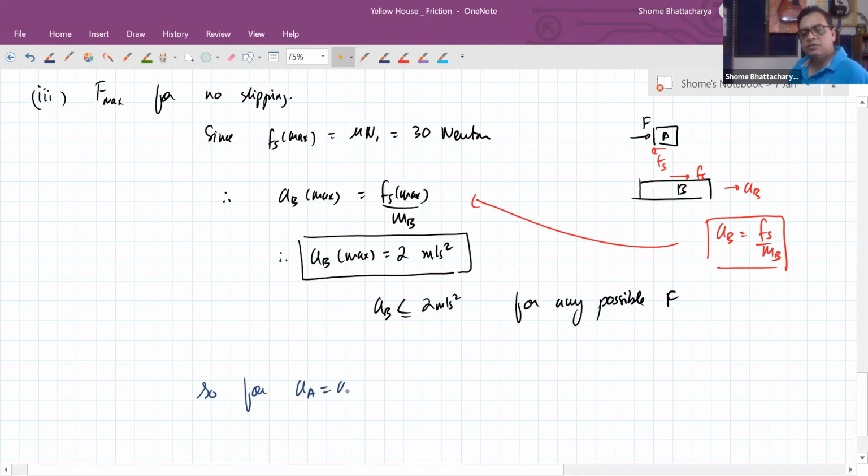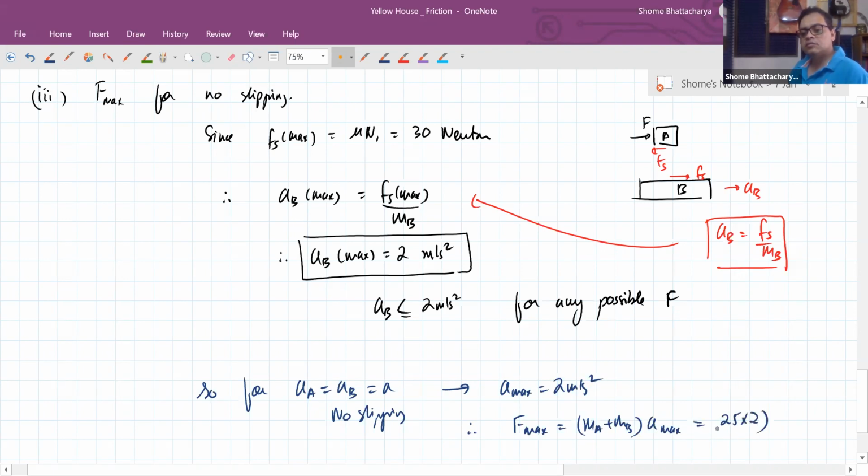So for acceleration of A equal to acceleration of B, that is no slipping, maximum value of this common acceleration is 2 meters per second square. Therefore, maximum value of force will be this. So this is the simple thing of calculating the maximum force so that there is no slipping.